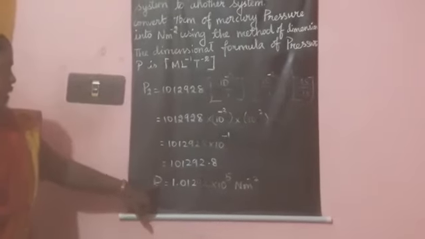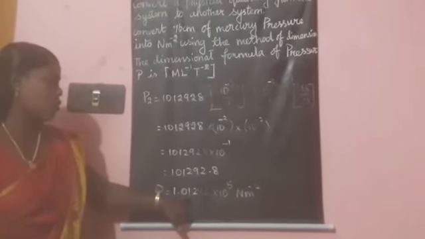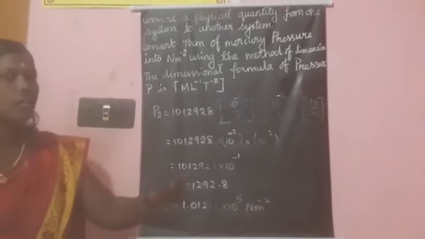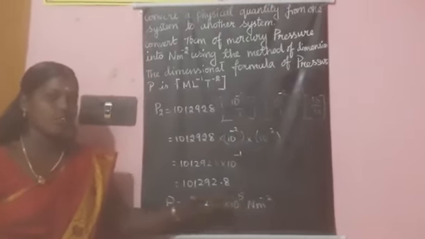So that final value is P is equal to 1.01292 into 10 raised to plus 5 Newton per meter square or Newton meter power minus 2. So this is the value of pressure.